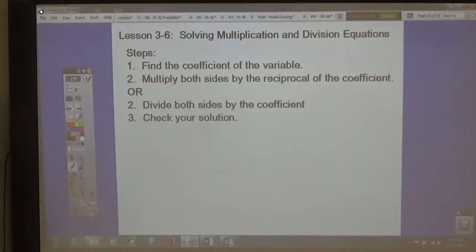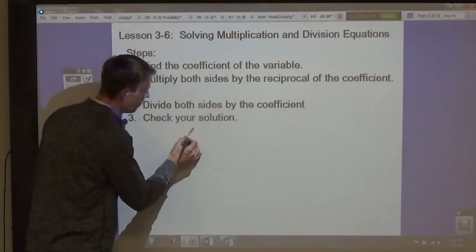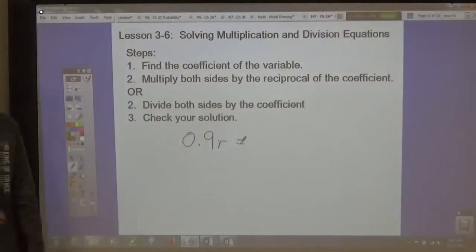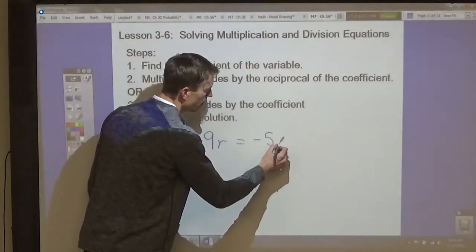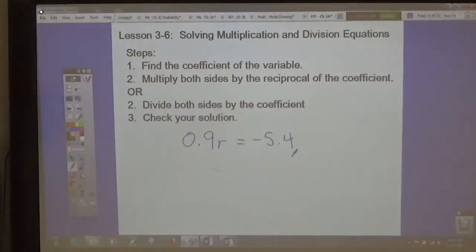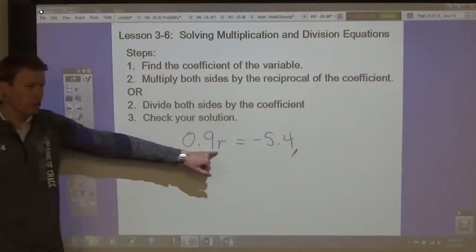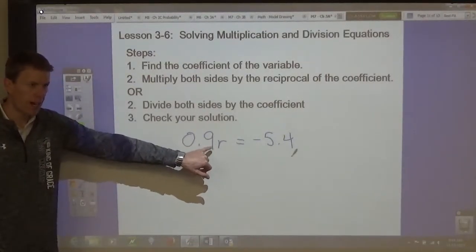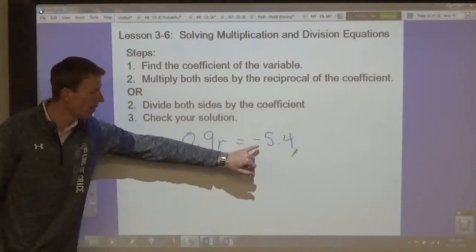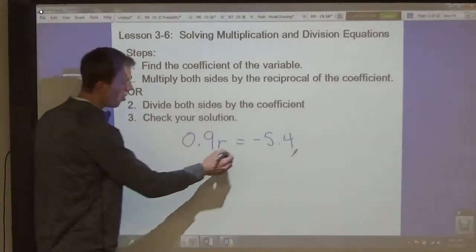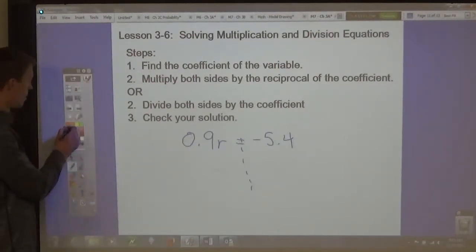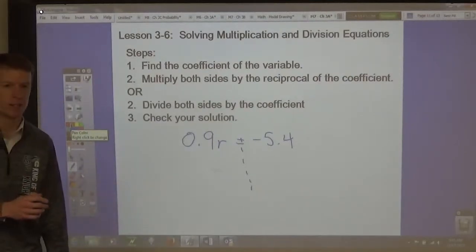So on page 154 is our first example. 0.9r equals negative 5.4. This is a multiplication equation. 0.9r means that 0.9 times r equals negative 5.4. So, start on the side with the variable and get the variable by itself. Make sure you copy these examples into your notes.